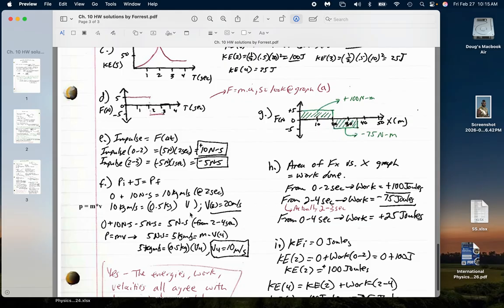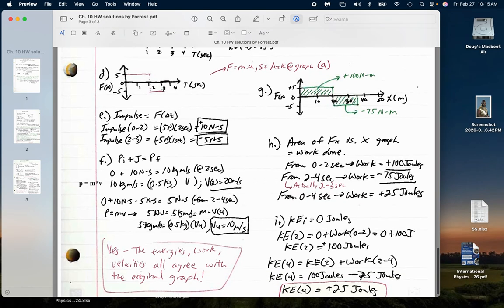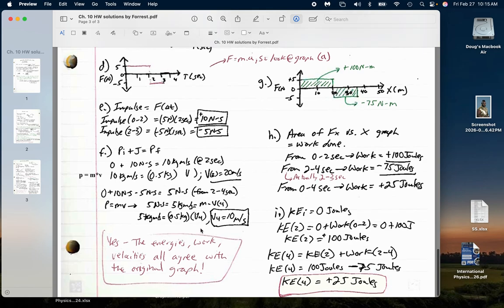I don't know why I forgot a parenthesis around here, but I did. And then from 2 to 4 seconds, actually, we have negative 5 Newton seconds of momentum. So from 0 to 4 seconds, we have 0 plus 10 minus 5. So from 2 to 4 seconds, we have 5 Newton seconds, or 5 kilogram meters per second of net momentum. So that's P equals mv, which I did write down here. 5 equals 0.5 times v at 4 seconds, and that's 10 meters per second. So the energies, work, and velocities all agree with the original graph.